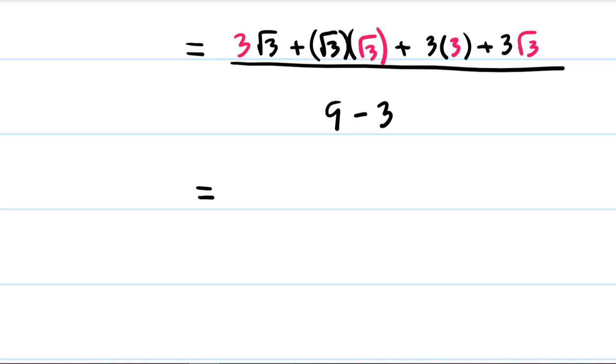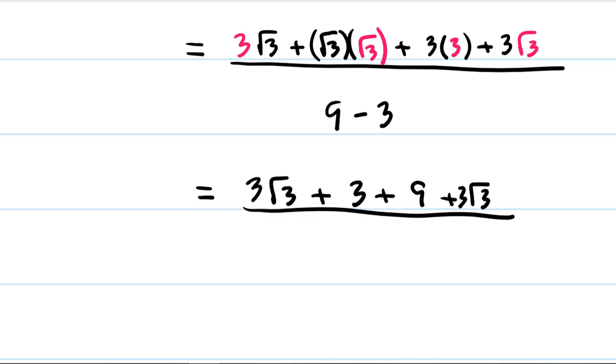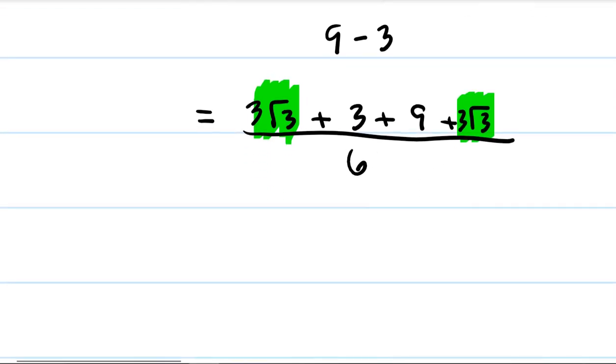That's the easy part. But in the numerator, it's going to kind of depend what you see as you do this. Square root of 3 times square root of 3 will just give you 3, and then 3 times 3 is 9, and then plus another 3 square roots of 3. And all of that is going to be over 6. Now, these two terms here have the same radical, so you can combine those two like terms. And, of course, 3 plus 9 gives us 12.